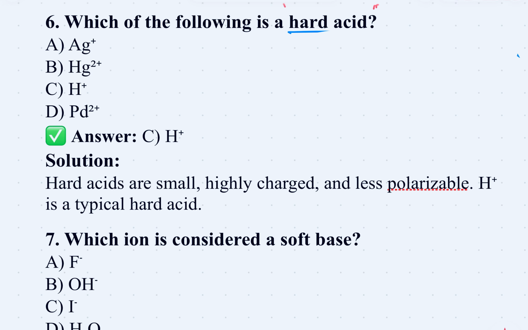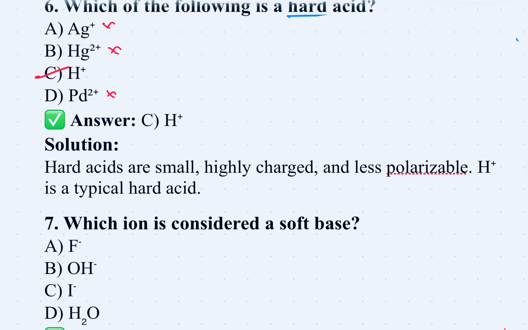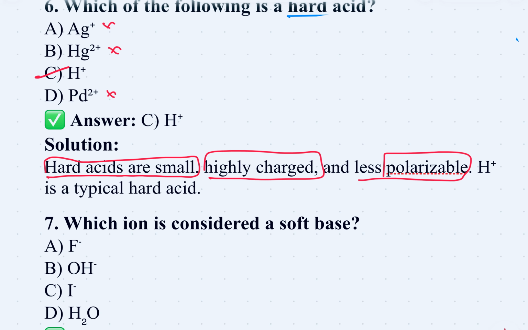In this example, the hard acid is H plus. Why not Ag plus? Why not Hg 2 plus? Why not palladium 2 plus? The best explanation is this: hard acids are small in size, highly charged, and less polarized. These three points are very, very important. First, hard acids mean smaller size, highly charged, and less polarized.